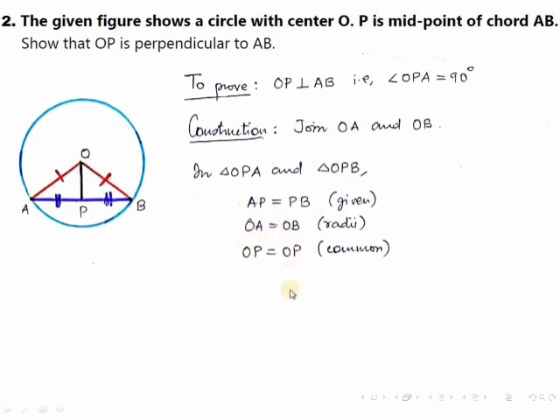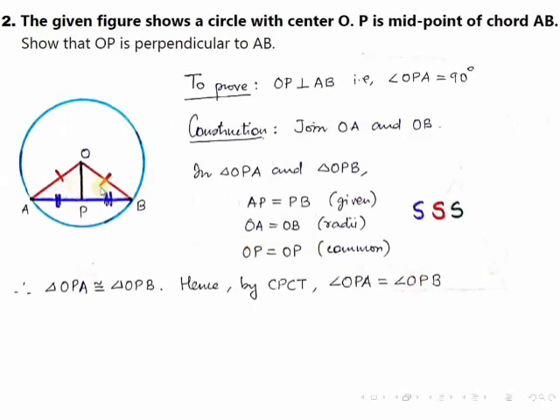So using which criterion are they congruent? Using SSS, because the sides are given out here. The first side is in blue color, the second side is in red color, and the last one is in black color. So using the SSS criterion, we see that these two triangles are congruent. And remember what you need to show here: angle OPA is equal to 90 degrees. Since these two are congruent, not only the corresponding sides but the corresponding angles will also be the same.